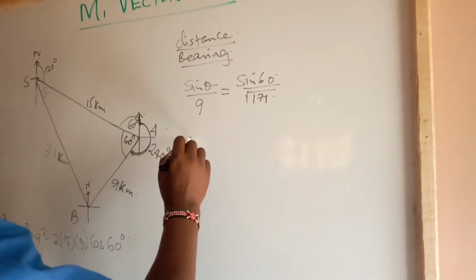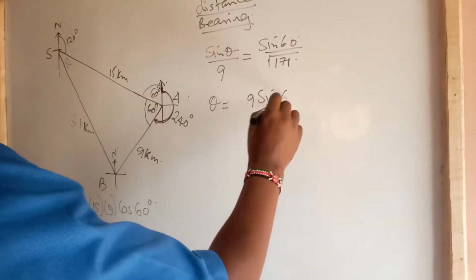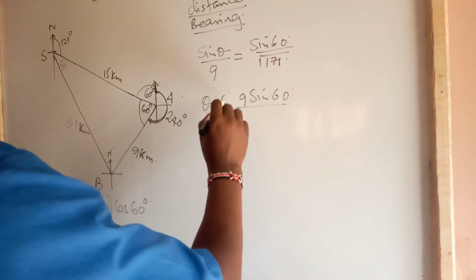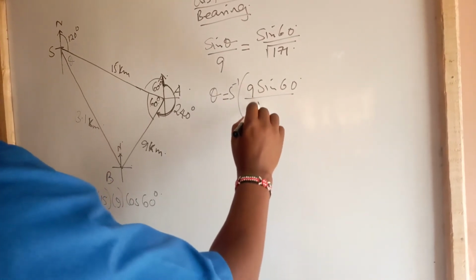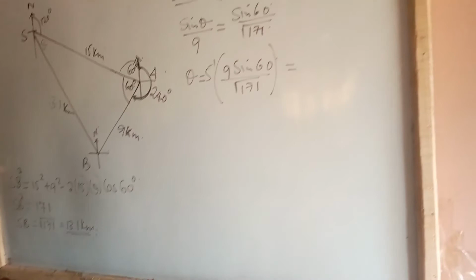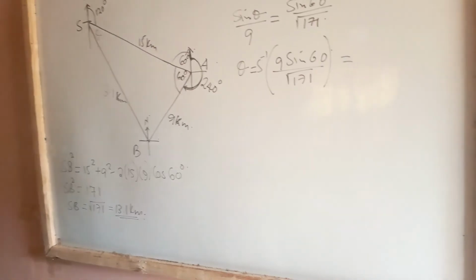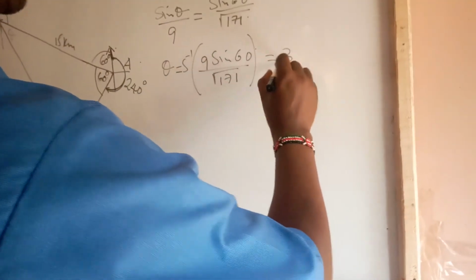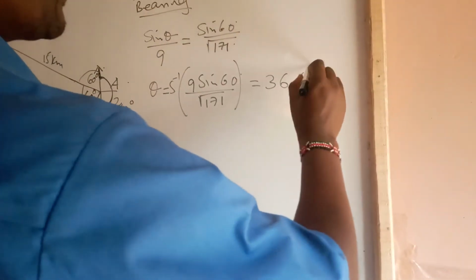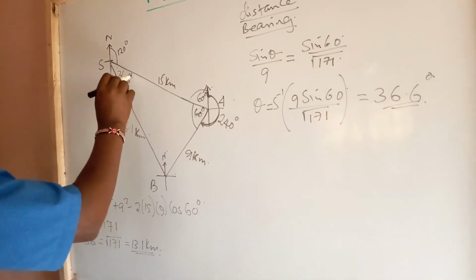So theta is the sine inverse of 9 sine 60 over the root of 171. If you use the calculator, you are going to realize theta is 36.6 degrees. So this is the value of theta, 36.6 degrees, that angle.